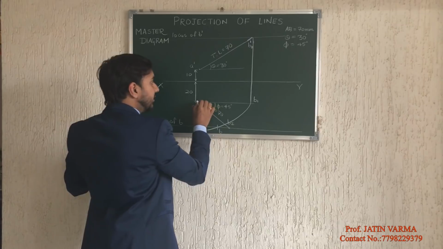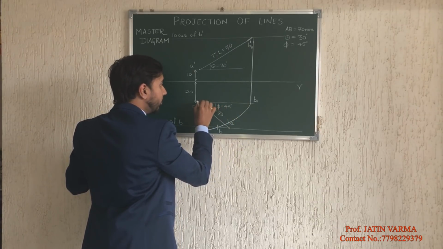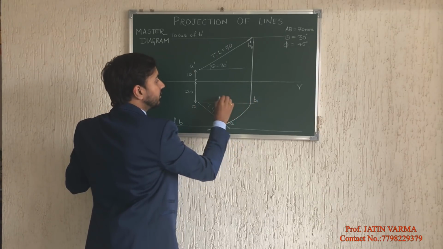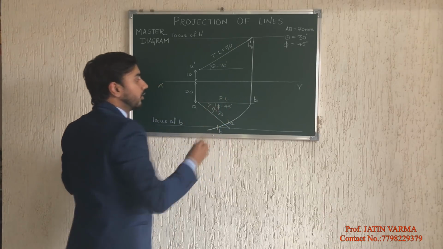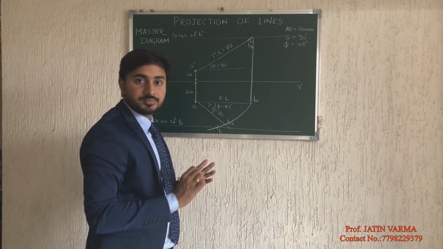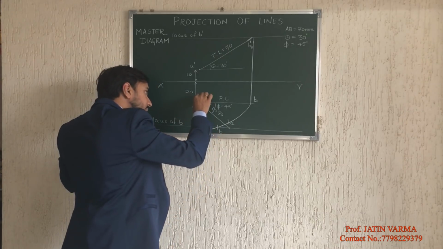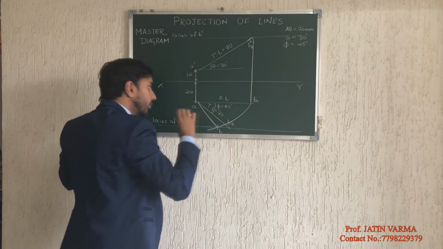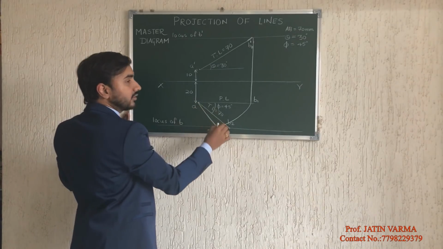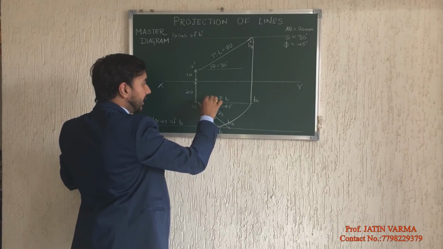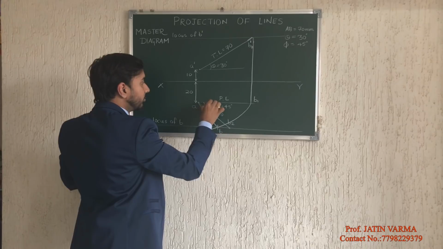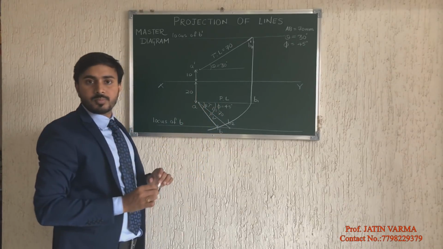Now understand, this part from A till B1 is called PL. PL is nothing but your plan length. So if you join this line, this is called the top view of it. So this becomes my top view, and the associated angle becomes beta.